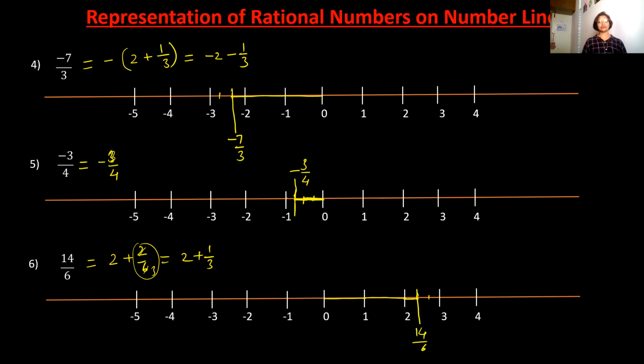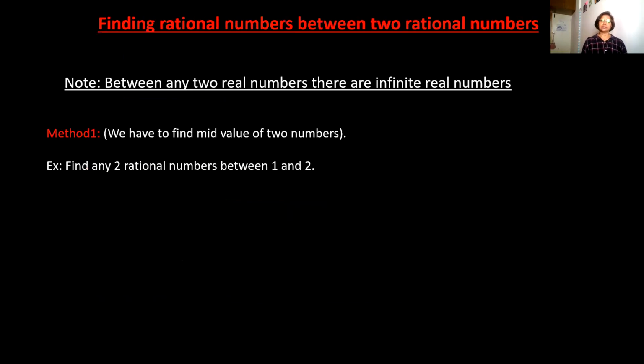So in this video, this is the completed representation of rational numbers on number line. Now I will tell you how to find a rational number between two rational numbers. Okay, so there are two methods. First, I will teach method 1 in this video. Then in another video, you will see exercise 1.1 related to this kind of problems.